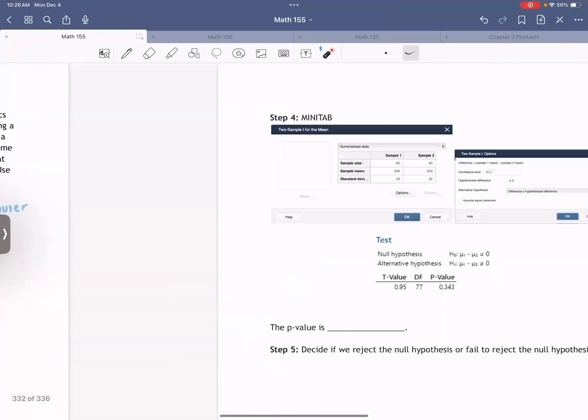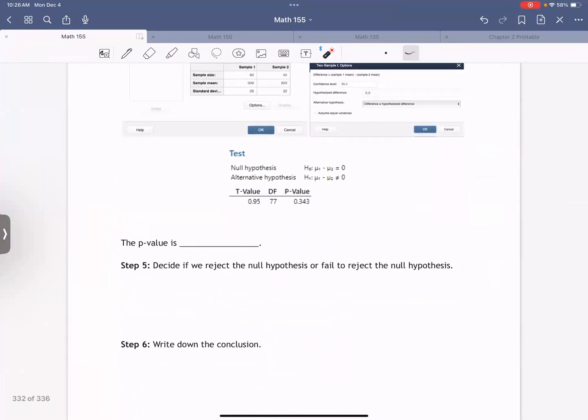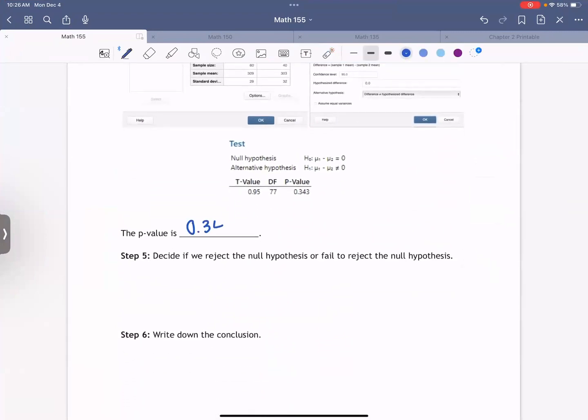All right. Now, once we're done with Minitab, everything in this question is basically the same as what we did before. Our p-value is 0.343. We need to decide which conclusion to make. So do we reject? Do we fail to reject? We did this by comparing p and alpha, right? I personally like to write them side by side. If I don't write 2 numbers side by side, I cannot tell you which one's bigger. So p is 0.343. Alpha is 0.05, right? Which one's bigger, p or alpha?